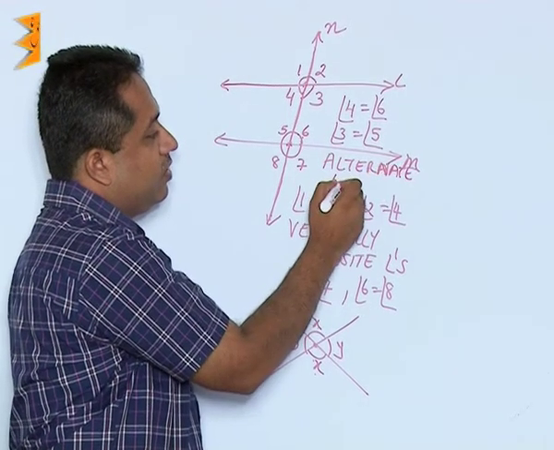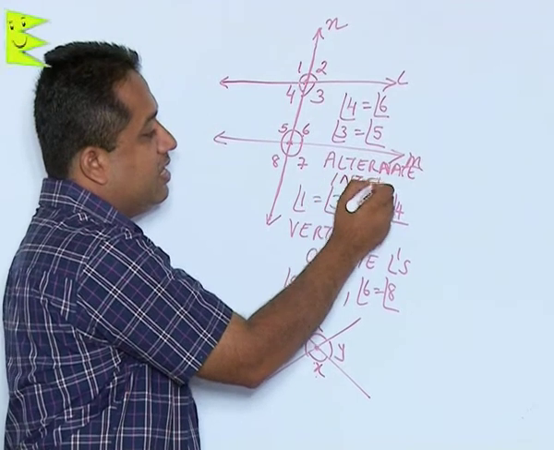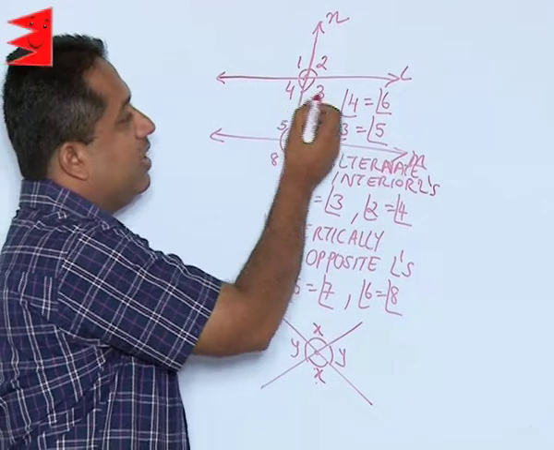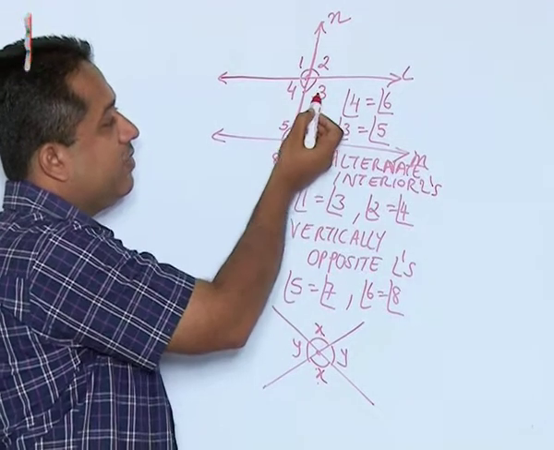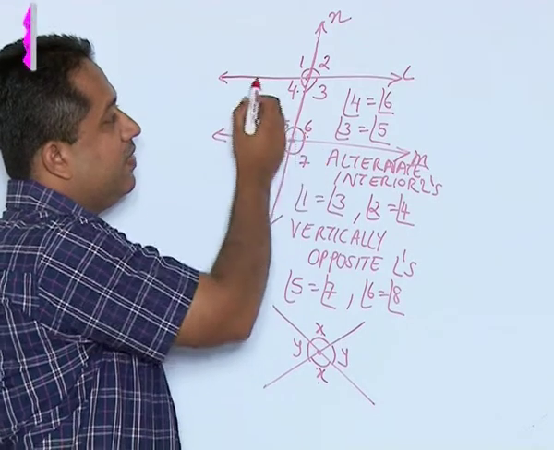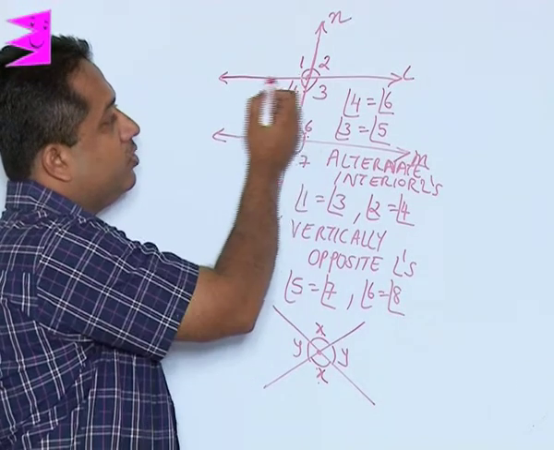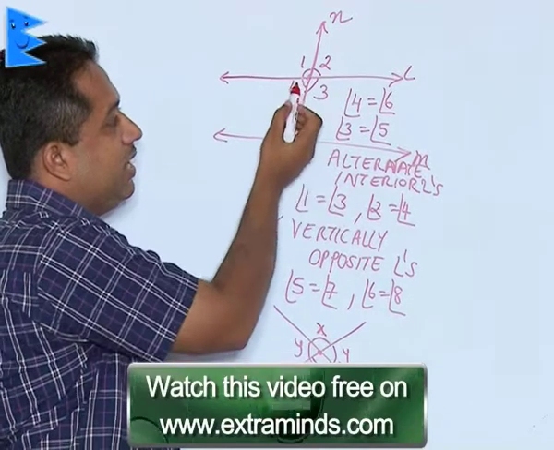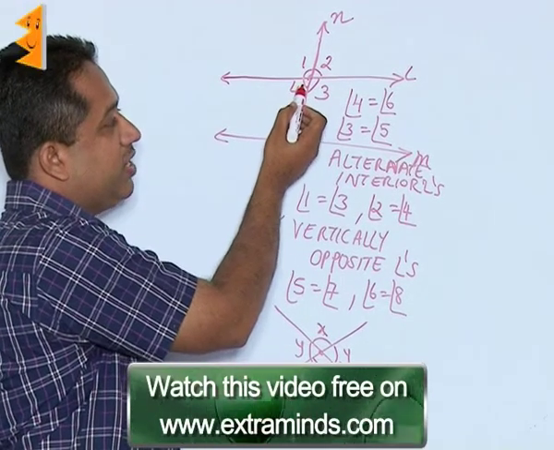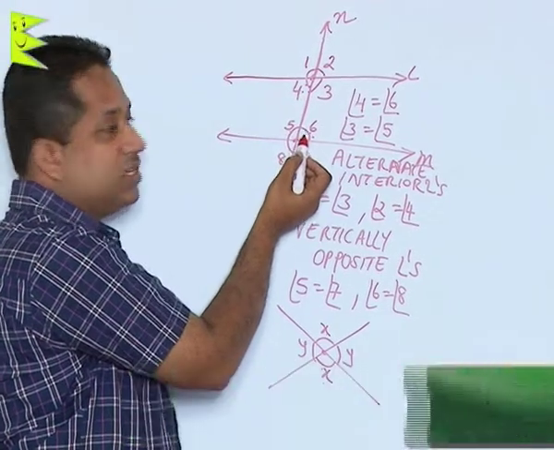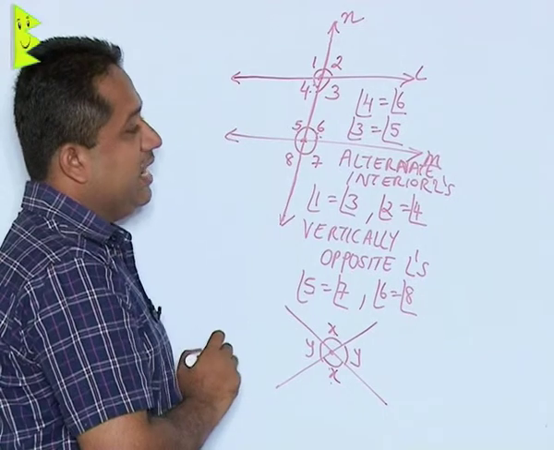So, we have alternate interior angles. We have two pairs of alternate interior angles, and what are they? We have angle 3 equal to angle 5 and angle 4 equal to angle 6, and they form a Z shape. Here we have two parallel lines. This is the transversal, with one angle taken on the left side and one on the right side. So, they are on different sides of the transversal. These are called the alternate interior angles.